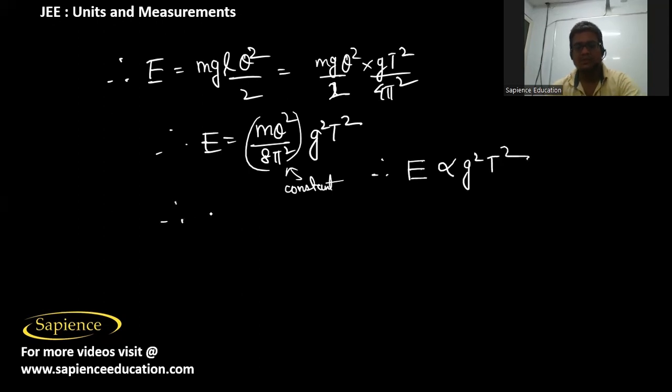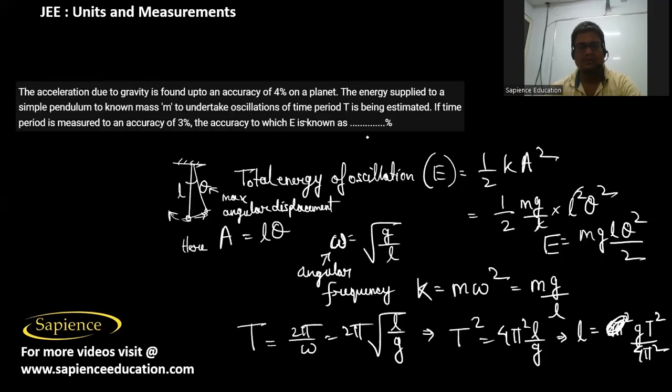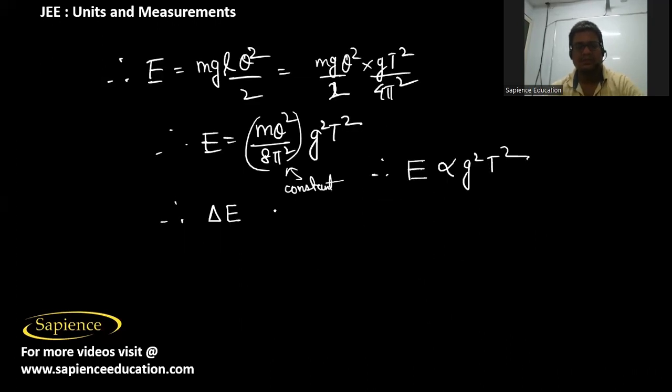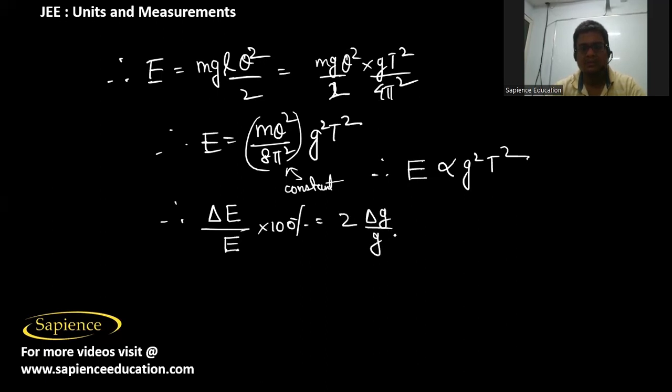So therefore the percentage error in the measurement of the energy that is supplied will be equal to twice of the percentage error in the calculation of G plus twice of the percentage error in the calculation of the time period of oscillation.